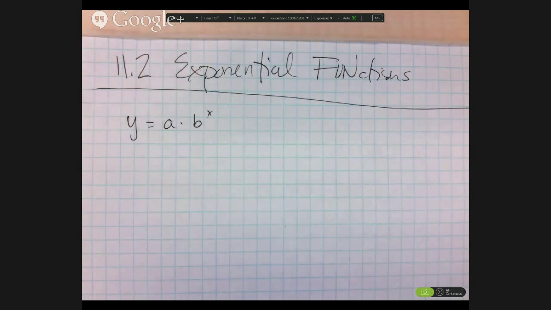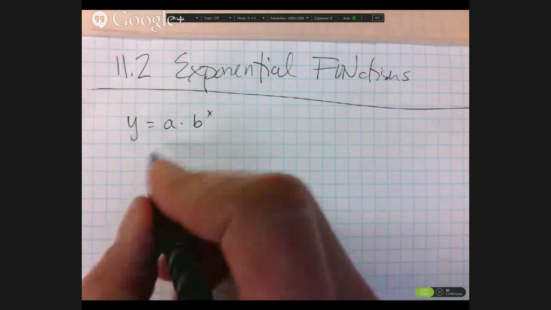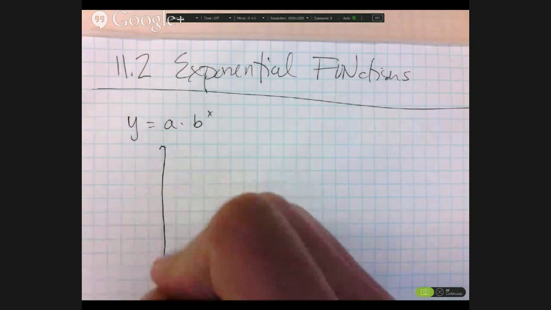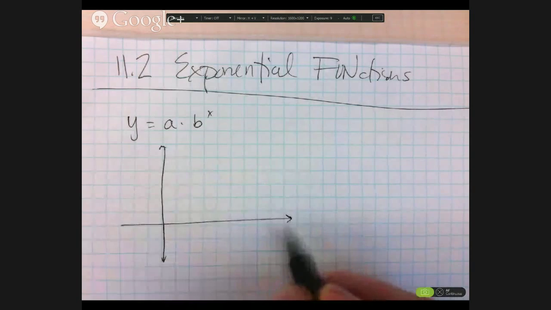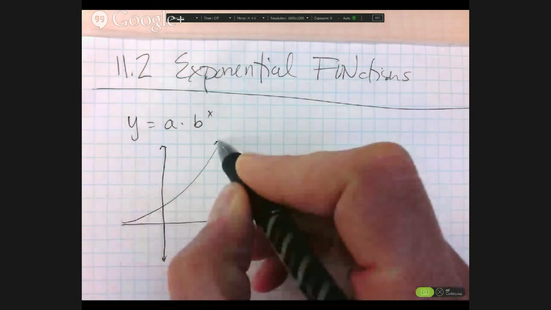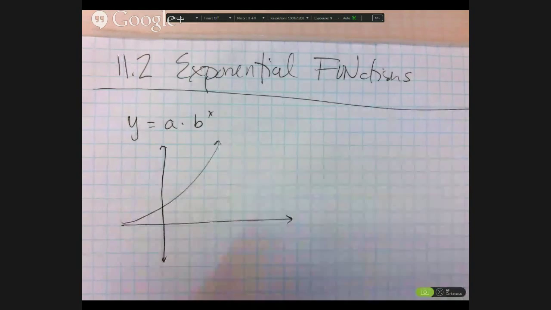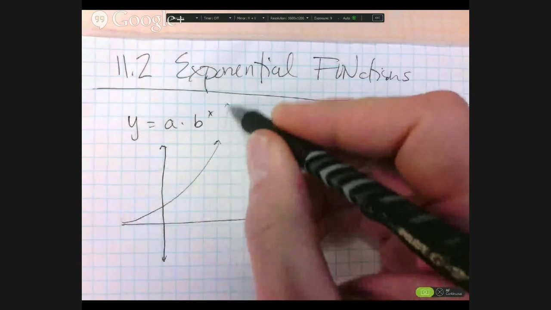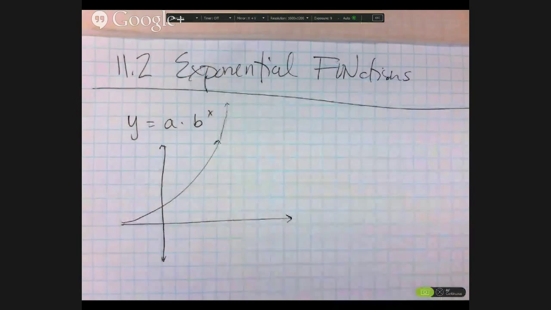So exponential functions. As you guys pointed out, those of you that don't know, some of you pointed this out, the general shape of the curve is like that. And it does just keep getting steeper and steeper if you keep going.